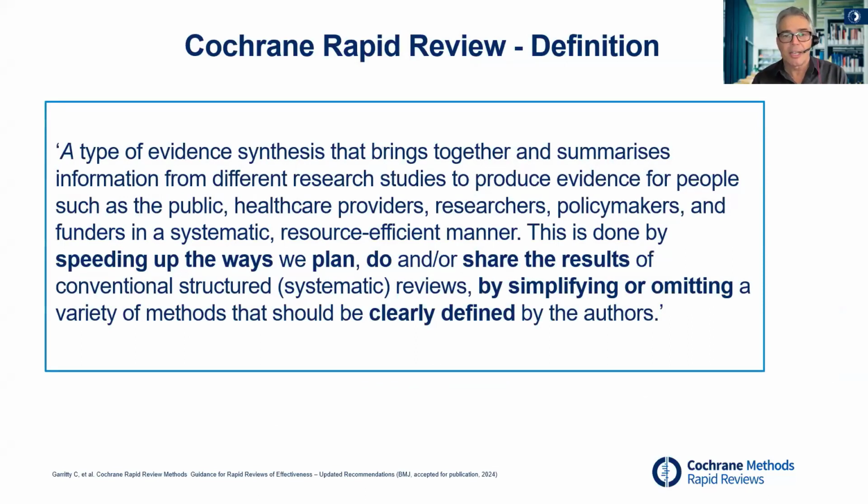Before we get started, I would like to remind everyone how we define Cochrane Rapid Reviews. They are a type of evidence synthesis that summarizes information from different research studies to produce evidence for different knowledge users. And this is done by speeding up conventional systematic review methods by simplifying or omitting various methodological steps.